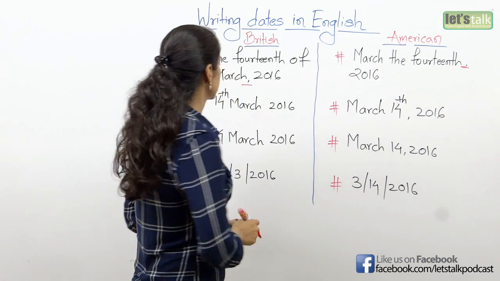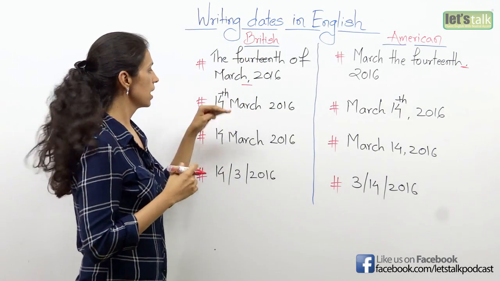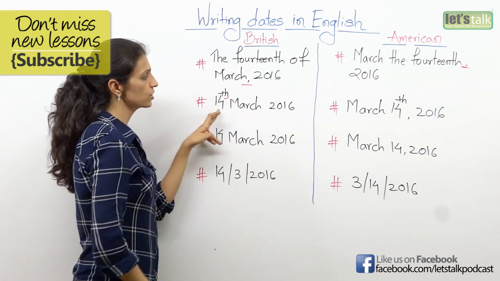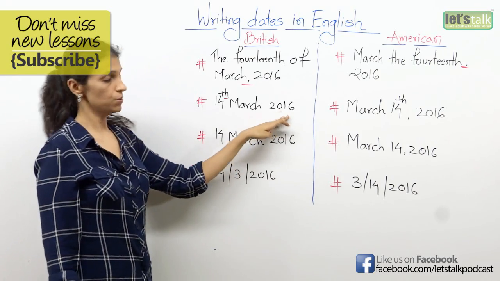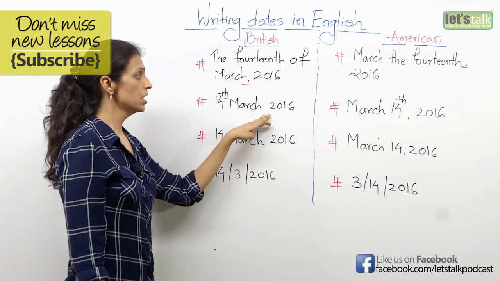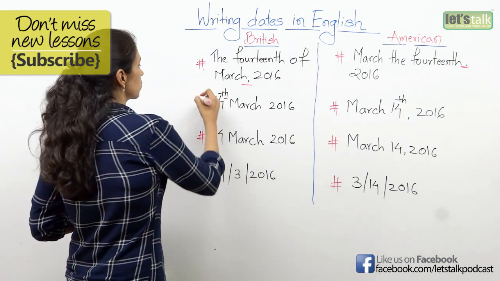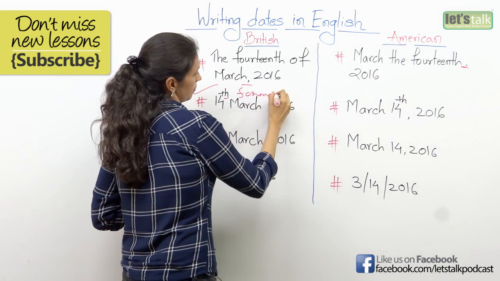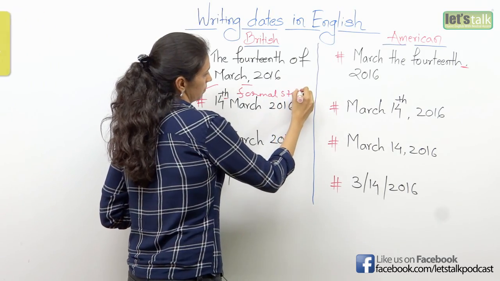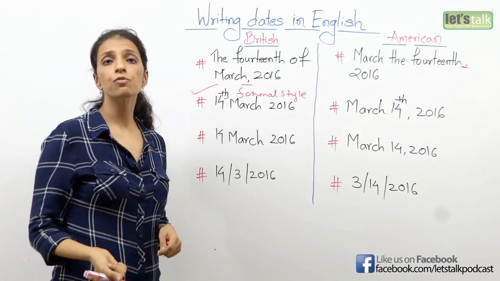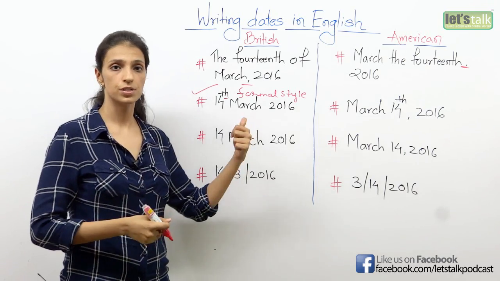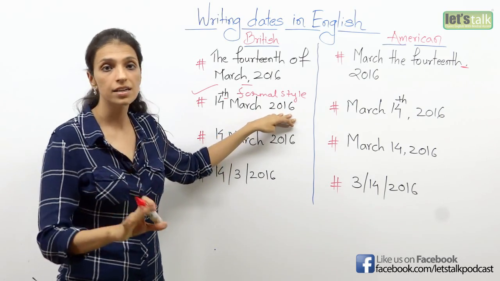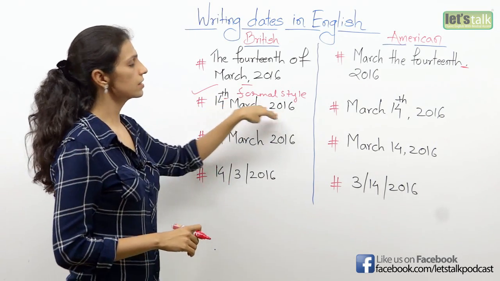Okay, the next one, the same thing, we have another way of writing it in the British style. 14th, you have th, 14th March 2016, where there is no comma here. Okay, now when you write emails, this is a good thing to follow. It's very formal. Okay, and in all your official documents and emails, this is a nice one to follow. This style, you don't need to follow this. This is a better one. 14th March 2016. Again, they have written the date first, the month, and then the year.